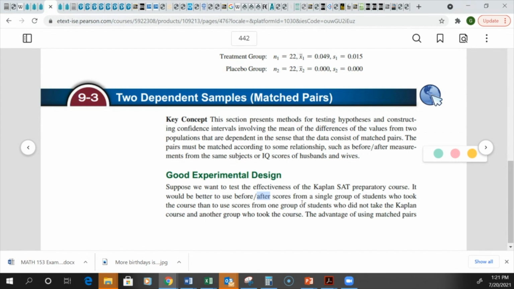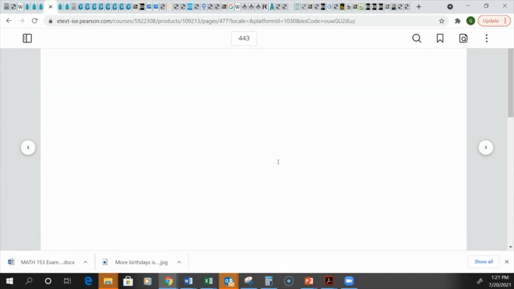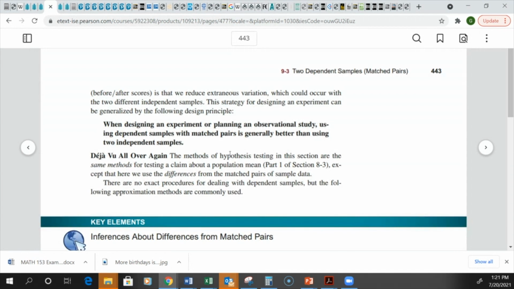What's the problem with using independent samples? Well, there might be other things, right? It's randomization. And so you hope everything evens out, but just by luck, one of the groups will have pretty smart kids or pretty rich kids or more women. I don't know, do women do better on the SAT? Whatever it is, there could be other variables that come into play. And so the advantage of using matched pairs is there's not something else that could affect it. It's the same person. It reduces extraneous variation.